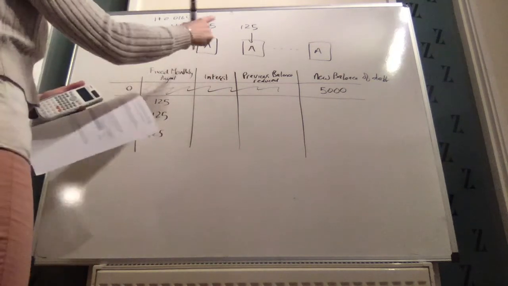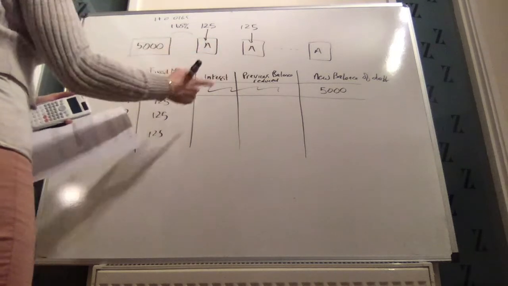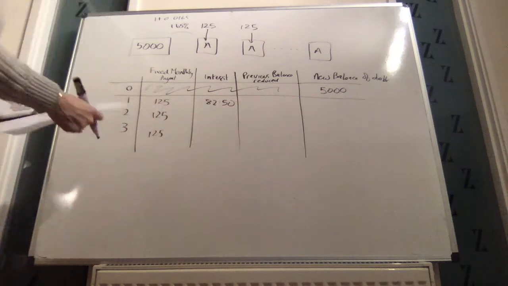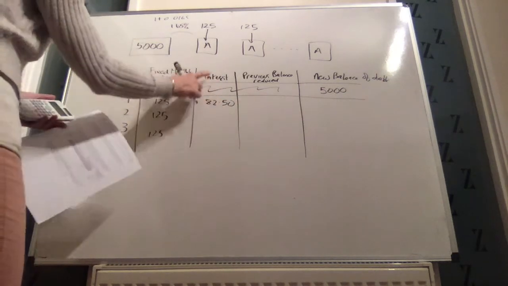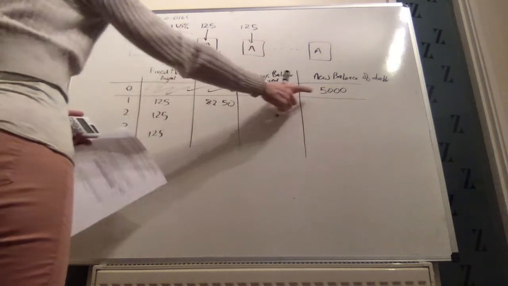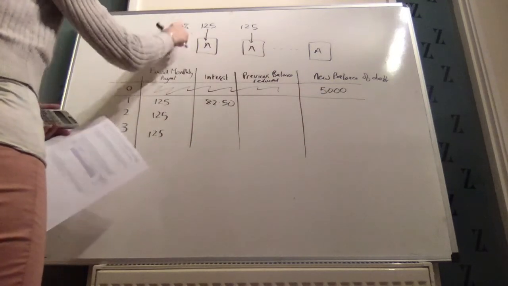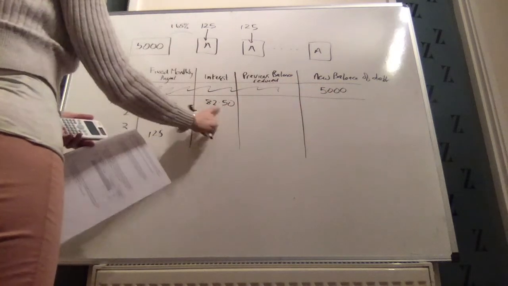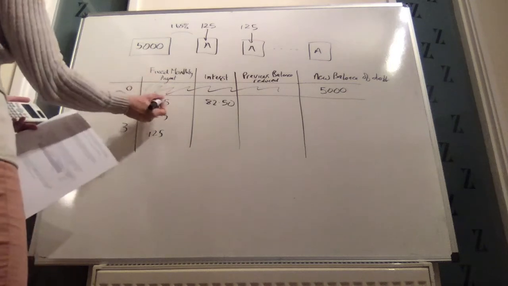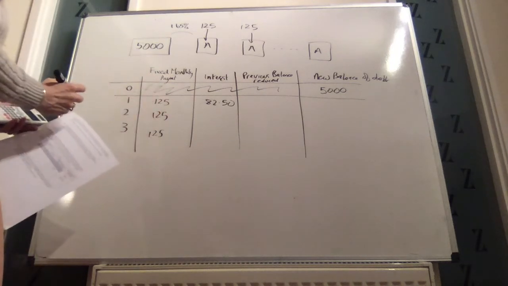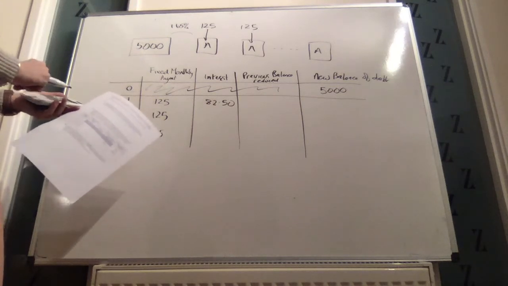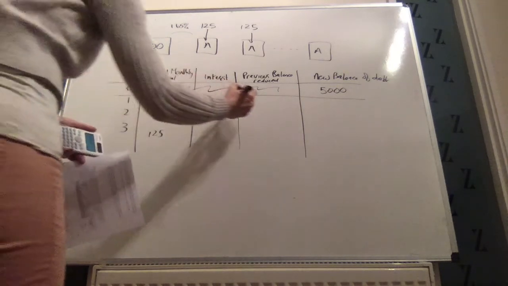5082 is the amount that he would owe, so the interest is just 82.50. Again, sorry, the interest on this loan is just 1.65% after a month, so 1.65% of 5,000 is 82.50. He's paid off 125, so 125 take away 82.50 is 42.50.